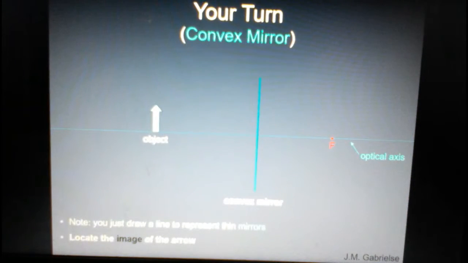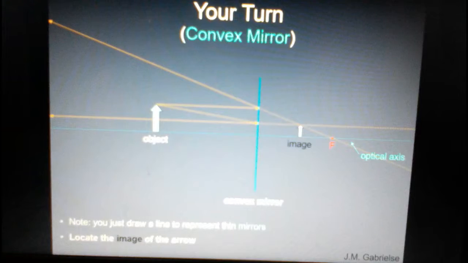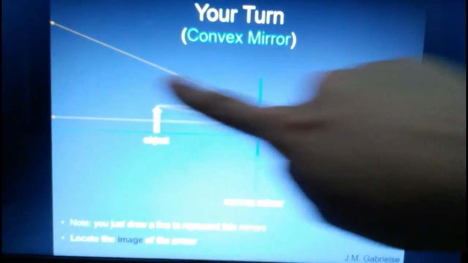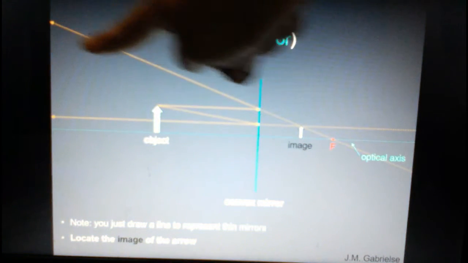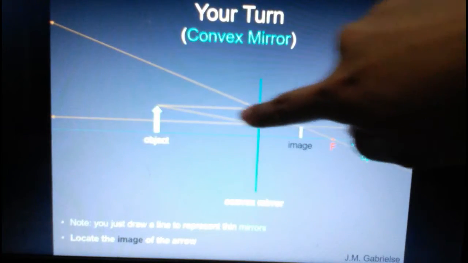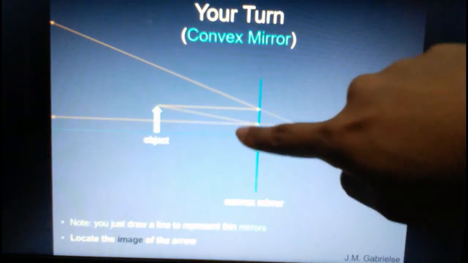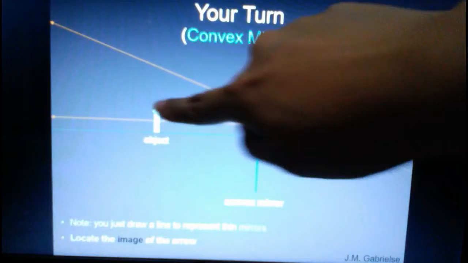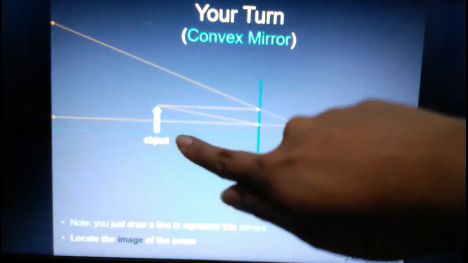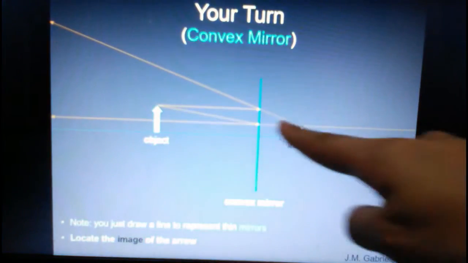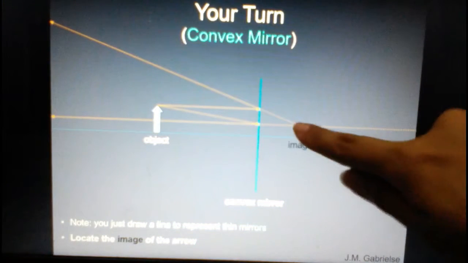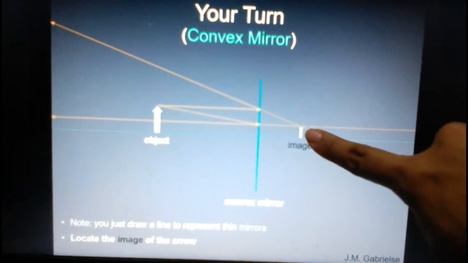Now here is another example. Let's say the object is here. The first light ray passes through here and bounces back. And the second ray of light bounces here and goes through there, which is all parallel to the optical axis. And the lines that converge here are called the sight lines, and here is where the image is formed.